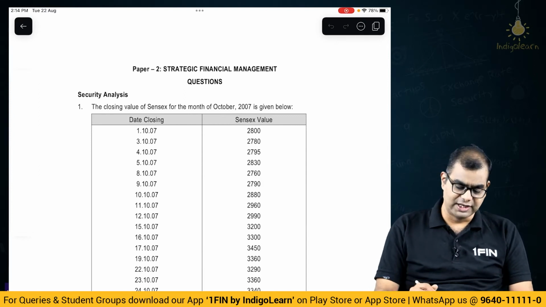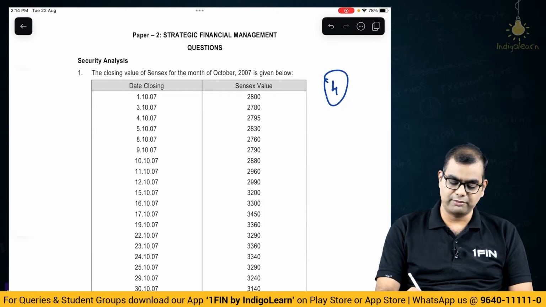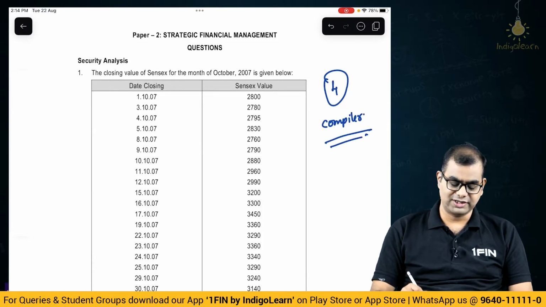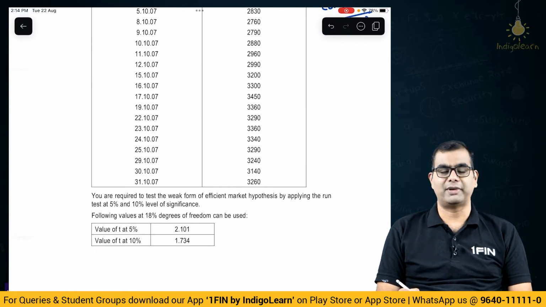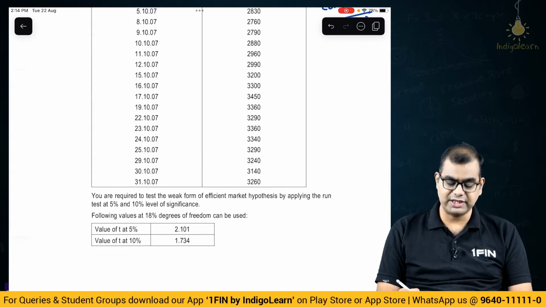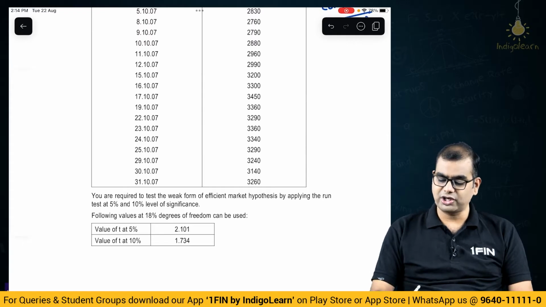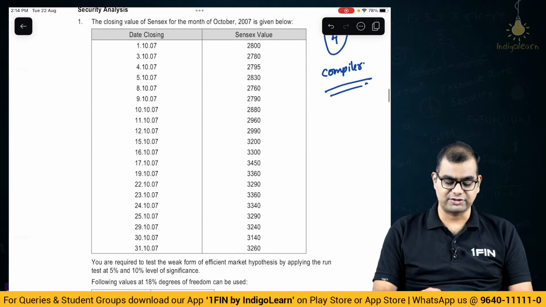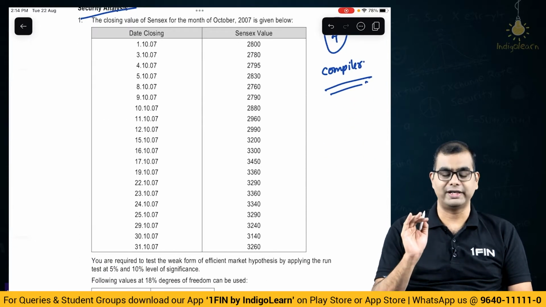Now coming to the RTP first. First question is from security analysis, and this question is actually question number 4 in compiler. What is this question? They have given closing values and they are asking you to check whether the market exhibits at least a weak form of efficiency by using the t-test, where there are degrees of freedom, so on and so forth. This is question number 4 from our compiler for this particular chapter, security analysis chapter. Compiler question number 4 is question number 1 in RTP.